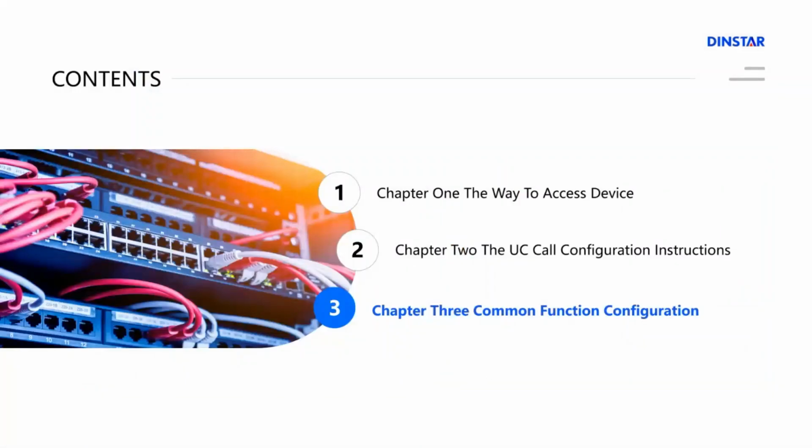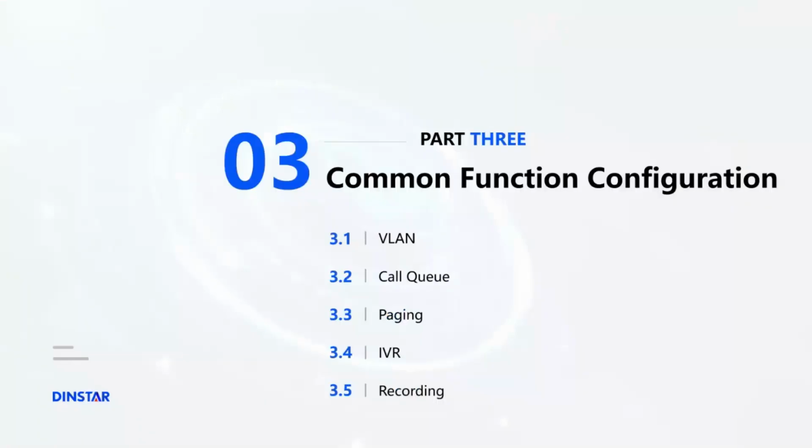Okay, at the last part, let's check the common configurations, the practical tools that make your IP PBX work for your business. We will talk about the VLAN, the call queue, the paging, IVR, and the recording.